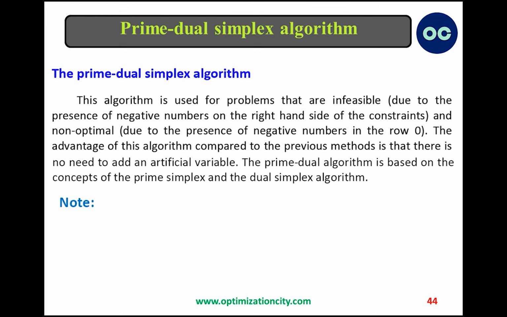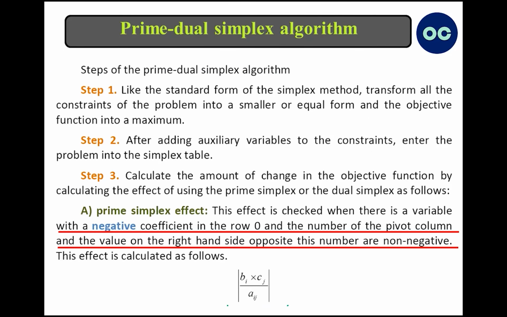Note that there are different variations of the prime-dual simplex method. We pick one of them. So what is the algorithm of the prime-dual simplex method? In step one, we convert the problem's constraints to the smaller-or-equal form and transform the objective function to maximize. In step two, we introduce the slack variables to the constraints and set up the simplex method.